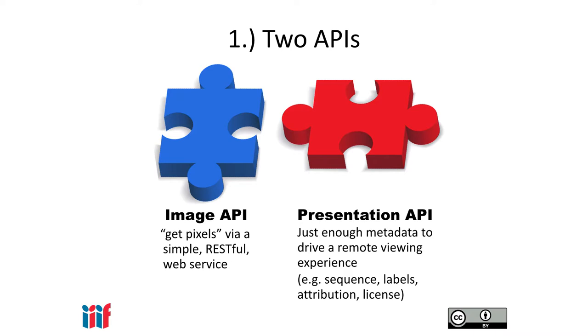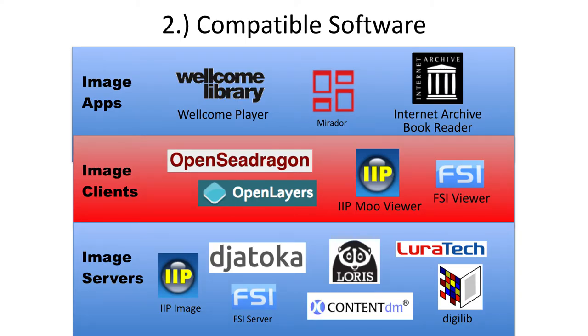The second API is a presentation API, which delivers enough information to a client to deliver that object to the web in a useful and logical way. So just deliver the pixels to the browser and organize the images associated with an object in a logical way. Second, compatible software. There is actually already an emerging software ecosystem that is IIIF compatible that supports these two APIs.